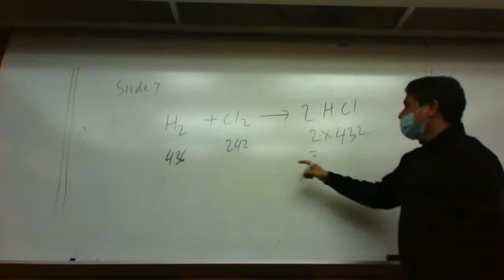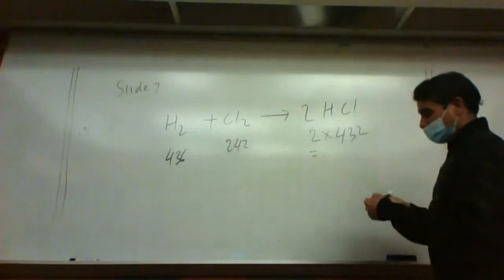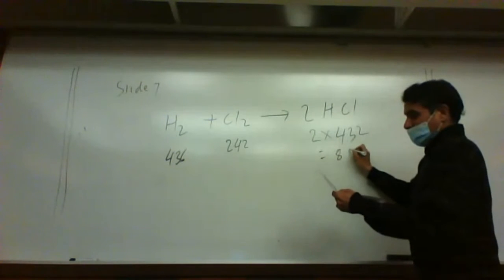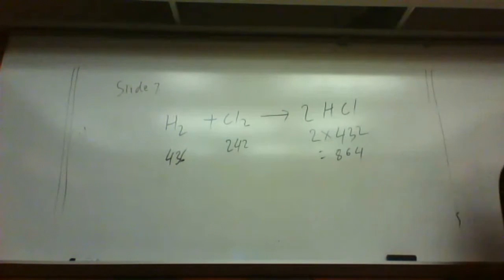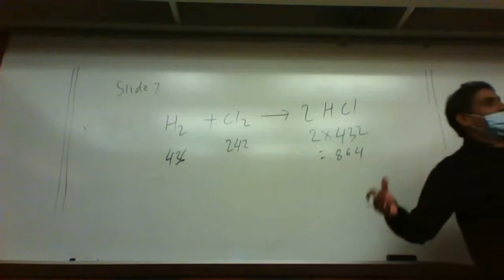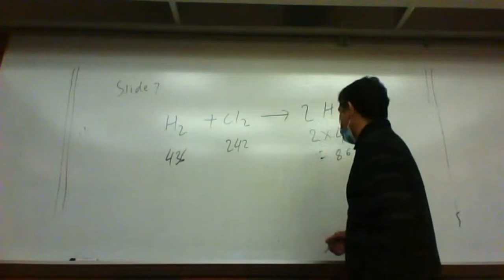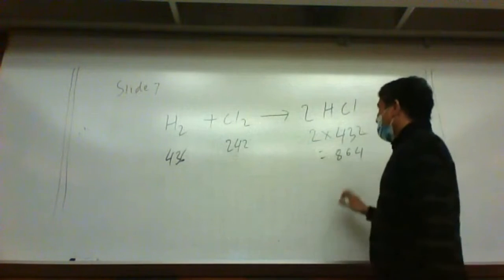So here is only 1 bond, but there are 2 bonds because there is a 2. If you multiply those, this gives you 864 kilojoule per mole. So we are not just talking about 1 molecule or 1 atom or something like that. We are talking about 6.023 × 10^23 of this one and this one.